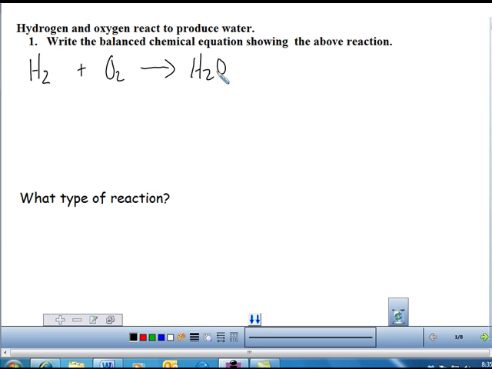Now that puts the reaction out of balance. You have 2 oxygens here and 1 here, so you have to balance the equation, okay? Now the hydrogens are out of balance, boom, okay?